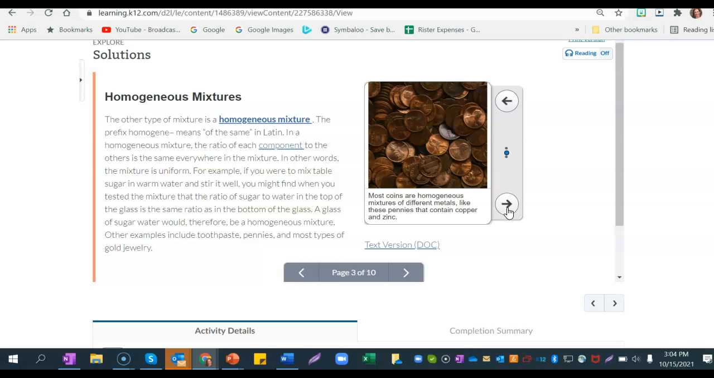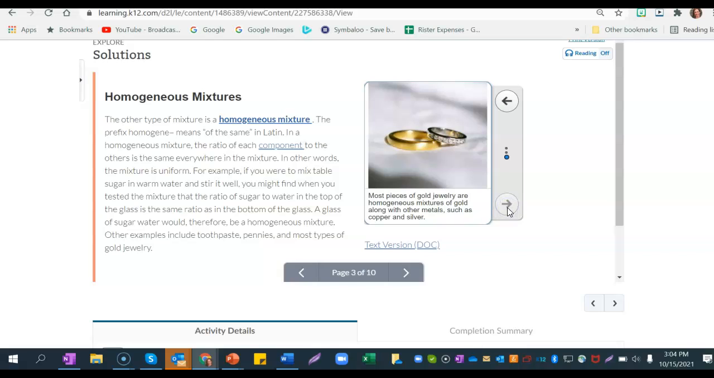Pennies, they look the same throughout, even though on the outer appearance they can get dirty and dirt can collect on it. It is a pure substance. They contain copper and zinc. So it's not necessarily a pure substance. I didn't mean it that way, just that it looks uniform throughout. So most pieces of gold jewelry are homogeneous mixtures of gold along with other metals such as copper and silver. So we have a lot of jewelry examples that you can think of as well.